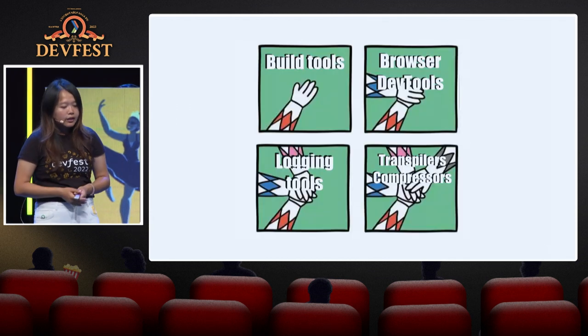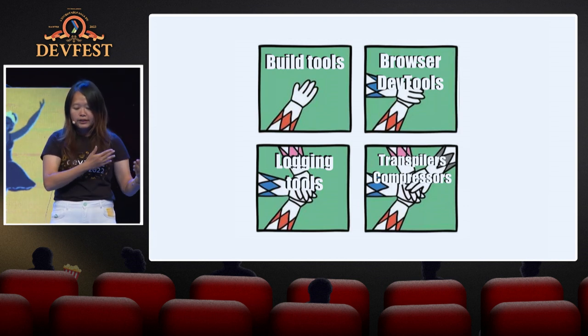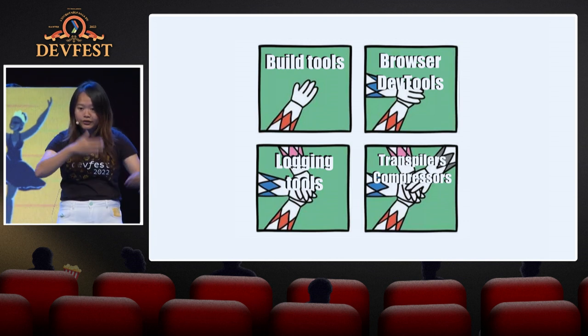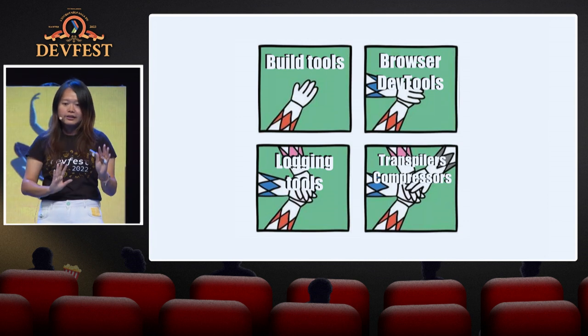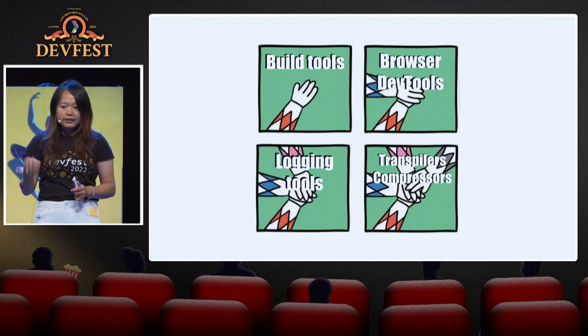And this cannot be just browsers doing it alone or build tools doing it alone. Logging tools like Sentry, if you're using Sentry and others, they need source maps as well in order to show you the correct information. And also Terser, like the whole ecosystem, are working together to make sure that the debugging experience gets improved over time.